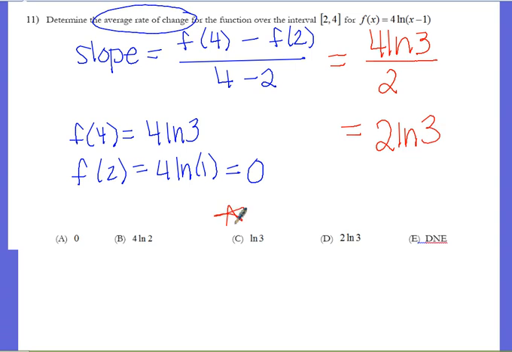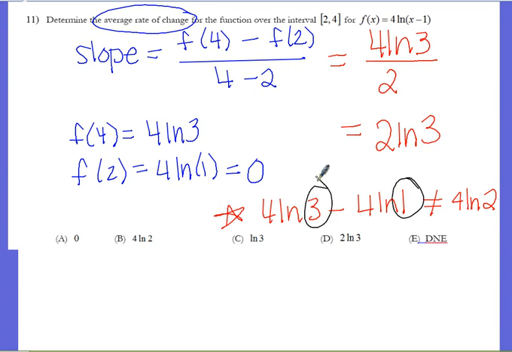Things that you can't do: 4 ln of 3 minus 4 ln of 1 does not equal 4 ln of 2. You can't just go and subtract 3 minus 1. It does not work that way. Those are functions. Therefore, the answer was 2 ln of 3. There's the answer, 2 ln of 3.